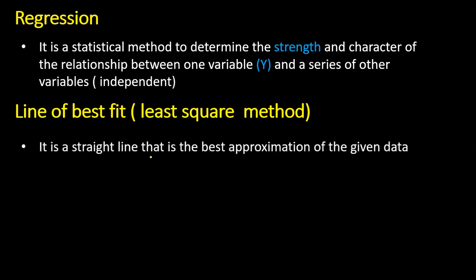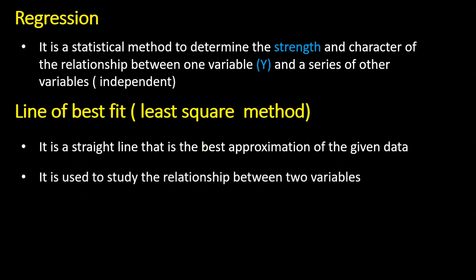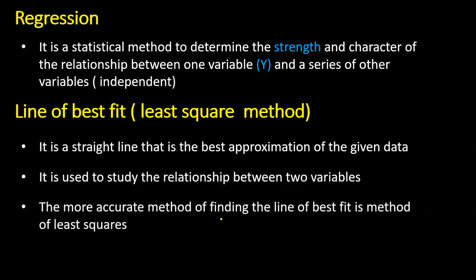Before that, it is a straight line. The line of best fit is nothing but a straight line that is the best approximation of the given data. This you should understand. Now this is the method which is more accurate. It is used to study the relationship between two variables. We'll call these two variables x and y. It may be m and n or s and t, whichever you like. Two variables. So the more accurate method of finding the line of best fit is nothing but the method of least squares. We'll quickly move on to how to fit a straight line using this particular method.